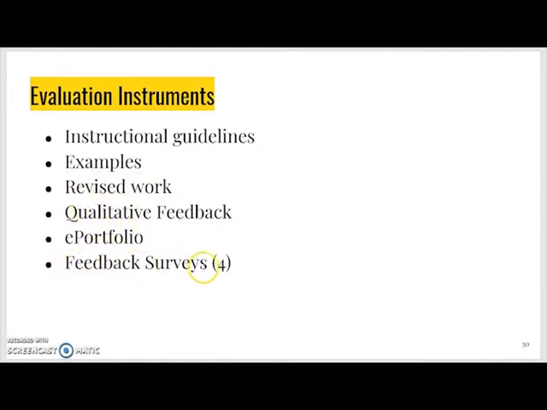I'm also collecting feedback surveys throughout the course, just asking them, how are things going? What are you enjoying? What are the challenges you're facing at this point in the course?